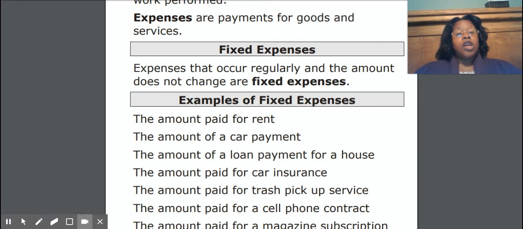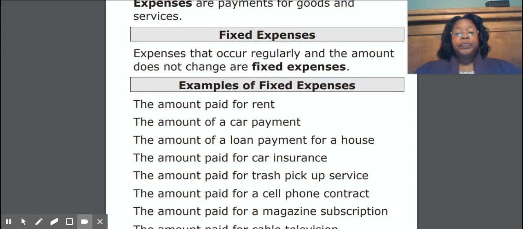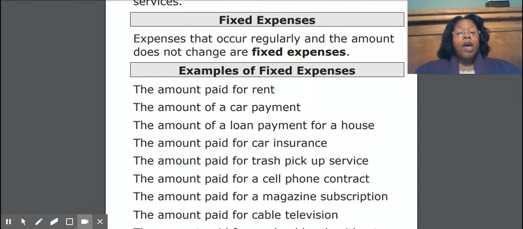The amount paid for a cell phone contract. Now, if you go over your data plan, there may be overage charges and things like that, but the amount that you pay for the phone should be the same amount each month. If you have a magazine subscription, you get that magazine each month, they charge you the same amount of money each month. The amount paid for cable television.